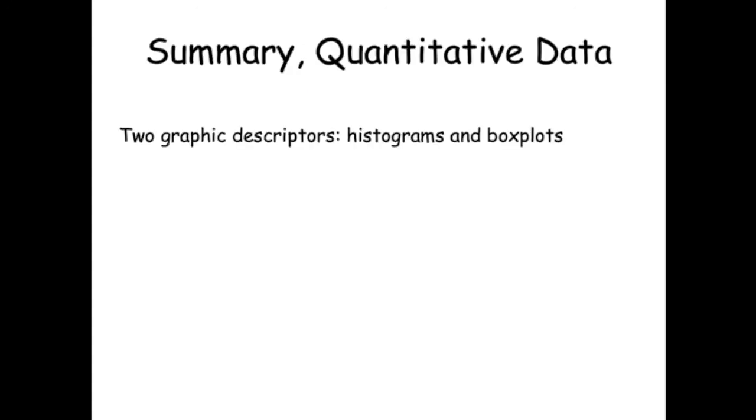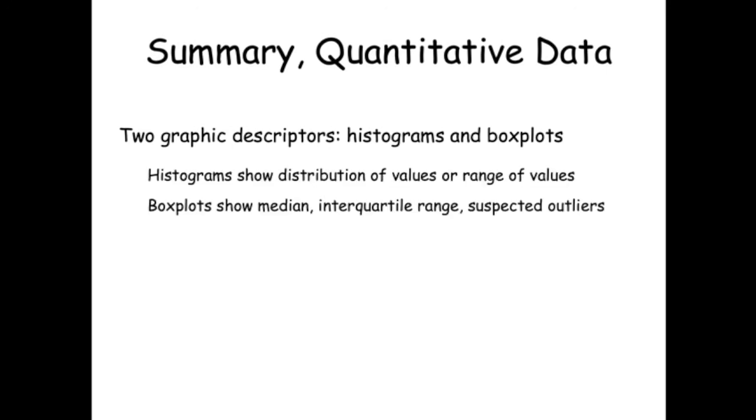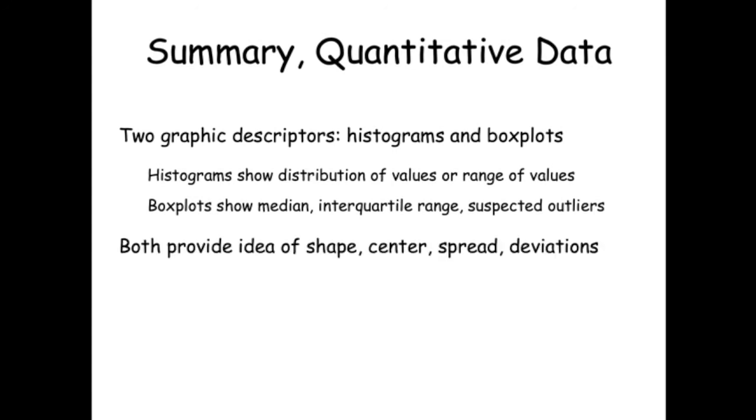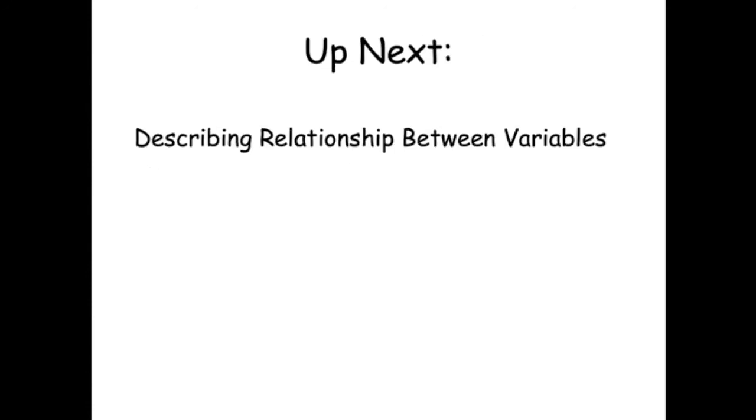Histograms and box plots are commonly used to graphically describe quantitative variables. Histograms show the distribution of values or ranges of values, and box plots show the median and interquartile range as well as potential outliers. Both are useful for providing a general sense of shape, center, and dispersion, as well as potential deviations from the overall pattern. But we always rely on numerical descriptors for definitive interpretation of our data. In the next video, we'll describe the relationship between two variables.